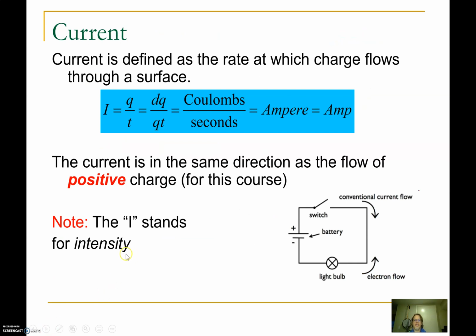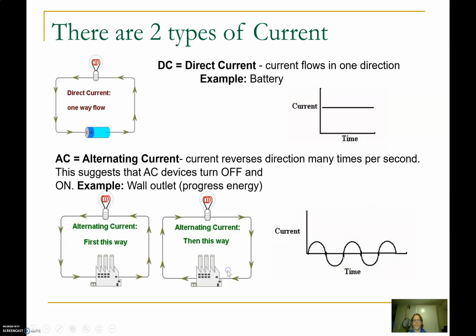So the I stands for intensity. It's the current. It's the intensity of the flow of current through a circuit. And there's a schematic diagram with a switch, a battery, a light bulb, and electron flow is this way, but conventional current is exactly the opposite direction, and you can control that with your switch.